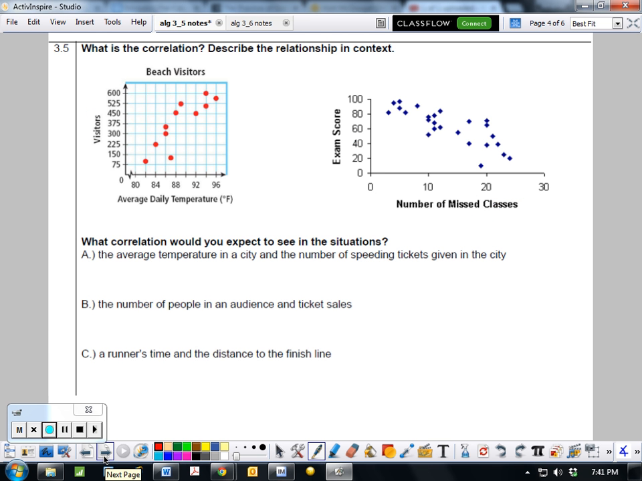Okay, so now we're going to look at what type of correlation exists. So in my first graph, as my temperature goes up, the number of visitors to the beach also goes up. And you can tell by the dots, they're kind of going up. This is a positive correlation. Now in our other graph, as the number of missed classes goes up, the test scores are going down. So the more classes you miss, the lower your test score is. And this is a negative correlation.